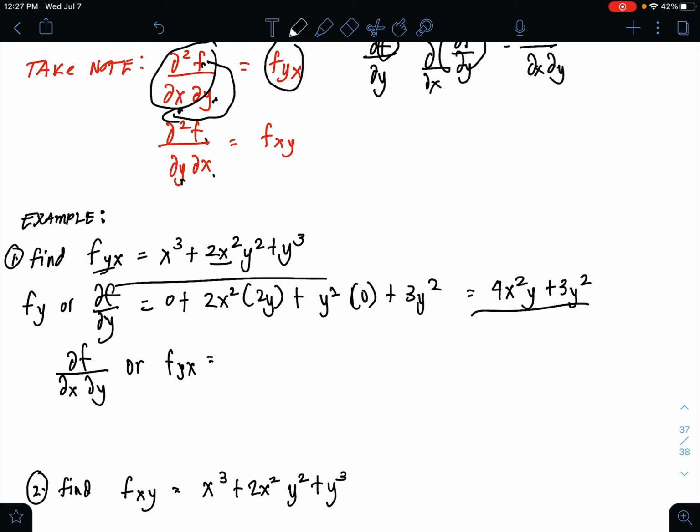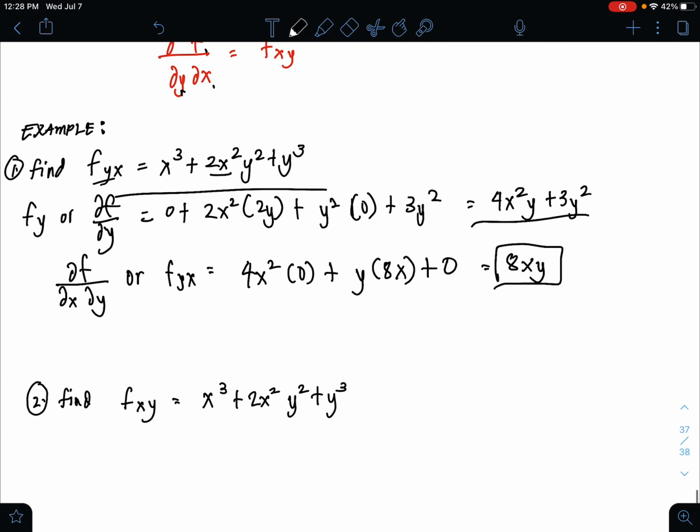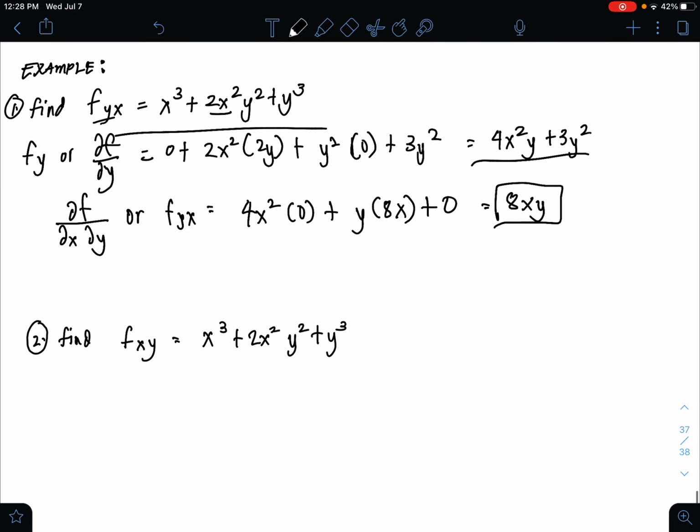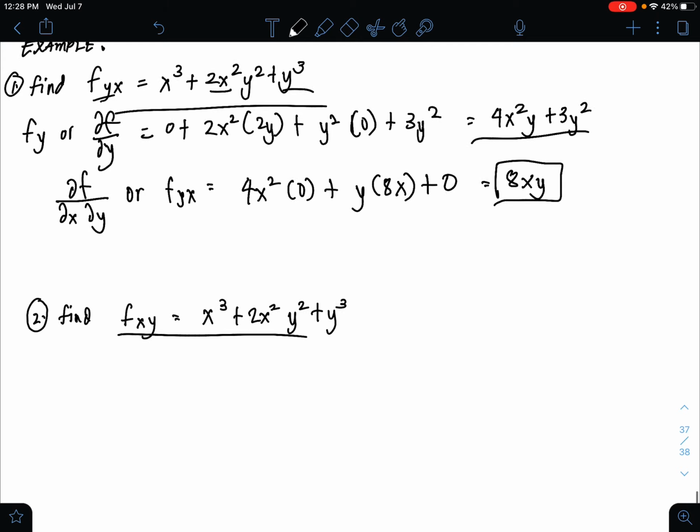Okay? So derive nito siya with respect to x, so y as constant, so 4x squared times y is constant plus y times 8x plus constant naman si y, so mawawala na si 3y squared. Therefore, our final answer is 8xy, and that is our fyx or d squared f over dx dy. Okay, how about this example? Find fxy. So, same example lang gyapon, pero ang karon ginapangita nato is fxy.